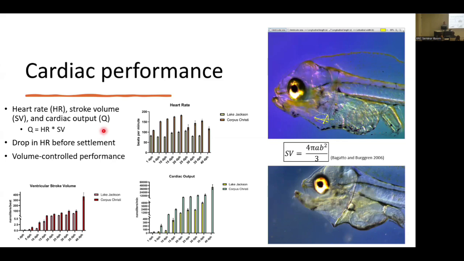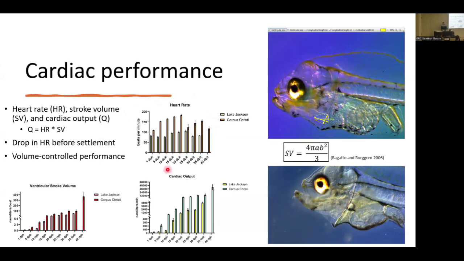just the volume of blood pumped out per minute. With heart rate, the only really notable trend we saw was that there is a large drop off in that heart rate right before and up to that metamorphosis and settlement. Again, it makes some sense. These fish are transitioning from that more active swimming lifestyle in that pre-metamorphic state to that more sedentary ambush-based lifestyle that they're going to exhibit throughout the rest of their life.